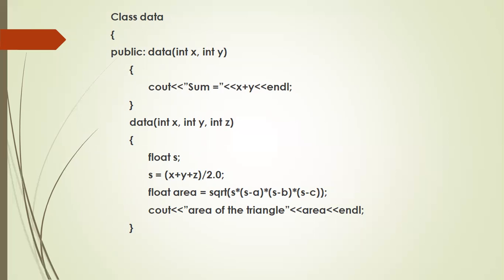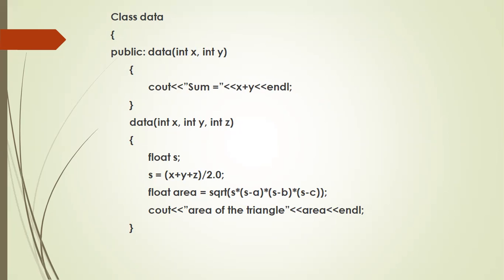I'll start with the functions one by one. Public data: because the class name is also data, function name is also data, here the data is considered a constructor. Pass two parameters, int x comma int y. The purpose of the first constructor is to find the sum of the two numbers you are sending as a parameter. So sum equal to x plus y. The values are added together and displayed. So the output will be sum equal to the parameter value addition and display.